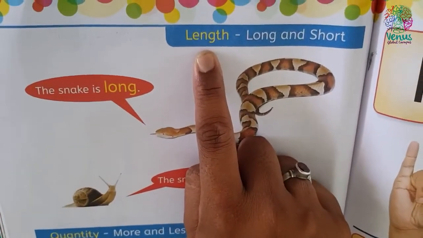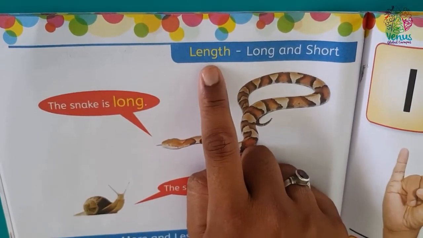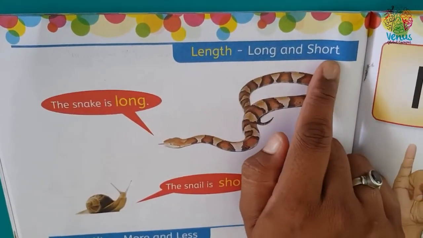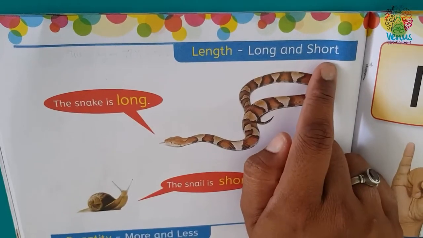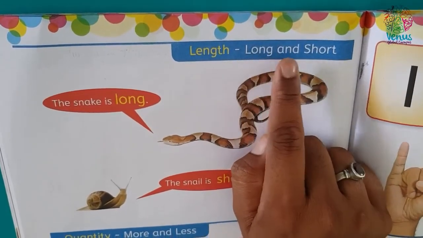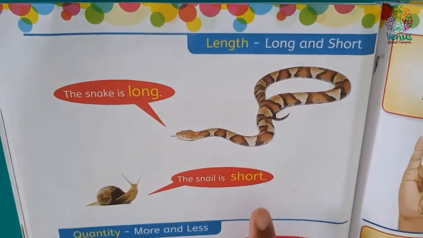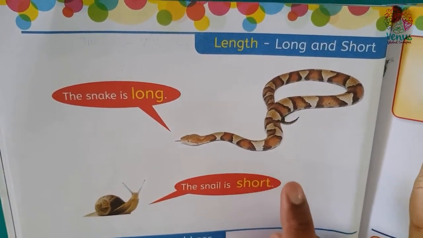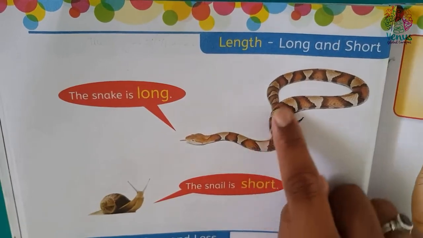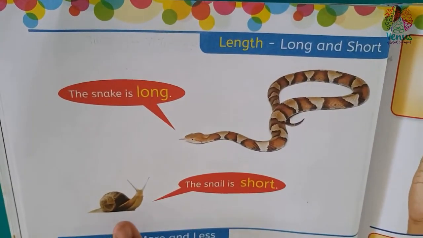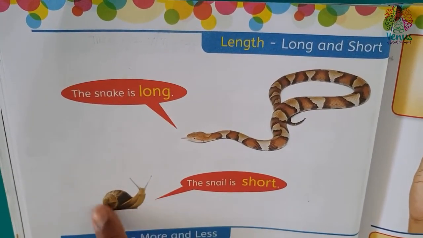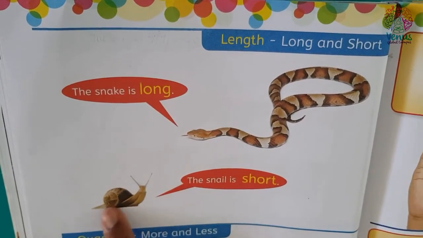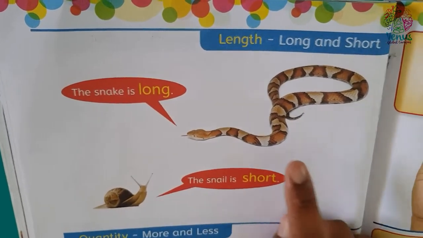See here. Length. Say with me. Length. Long and short. Length, long and short. See here. What is this? This is a snake. See here. What is this? This is a snake.